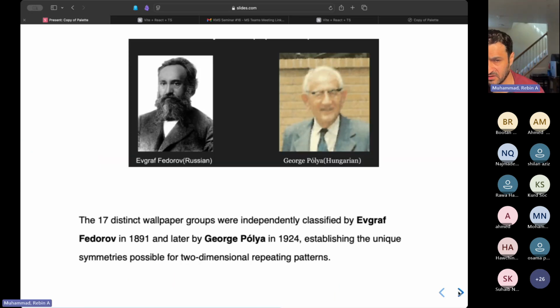A little history here. Two different persons, independently, were able to classify wallpaper groups based on the symmetry they possess, and they found that there are no more than 17 possible ways. So any wallpaper group you find should fall into one of these.